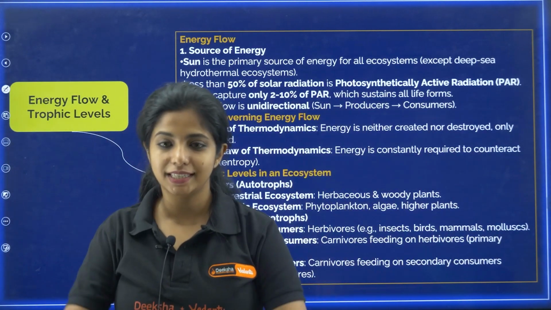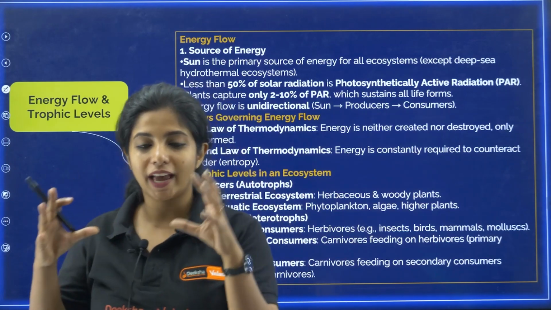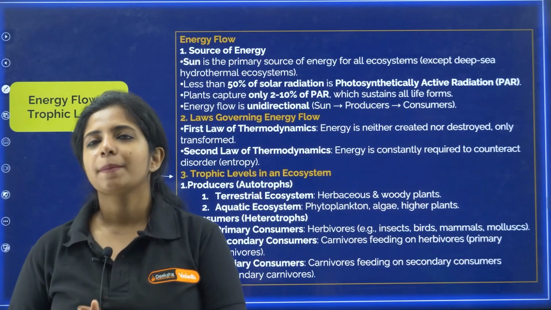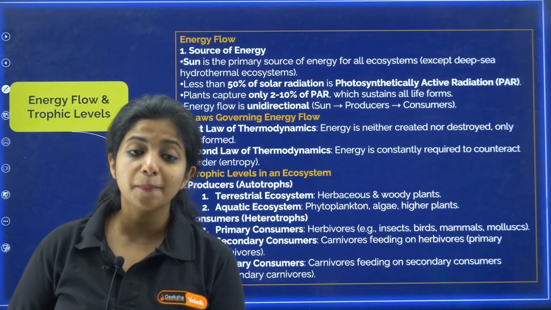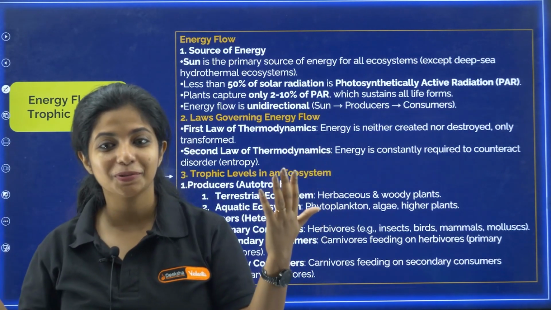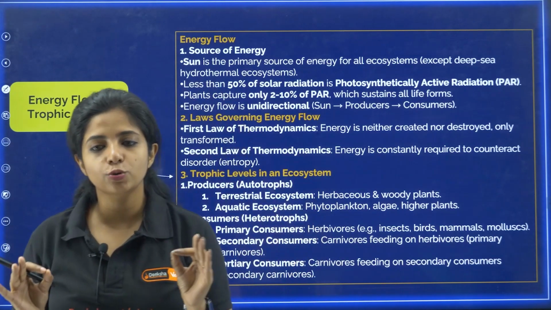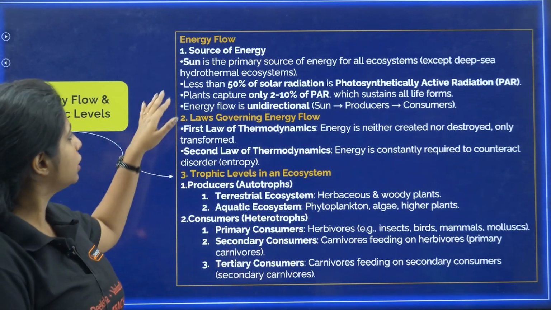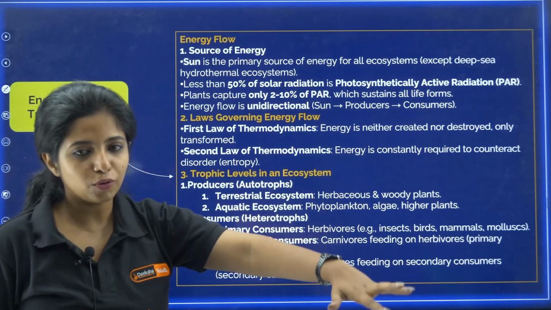Plants are the ones that make the organic matter, and we just eat the plants, and that's how we get glucose and everything. Now, what helps the plants to make the food? Sun. So the sun is the primary source of energy for all ecosystems, except what? The deep sea hydrothermal ecosystem, where the sun would not be reaching.